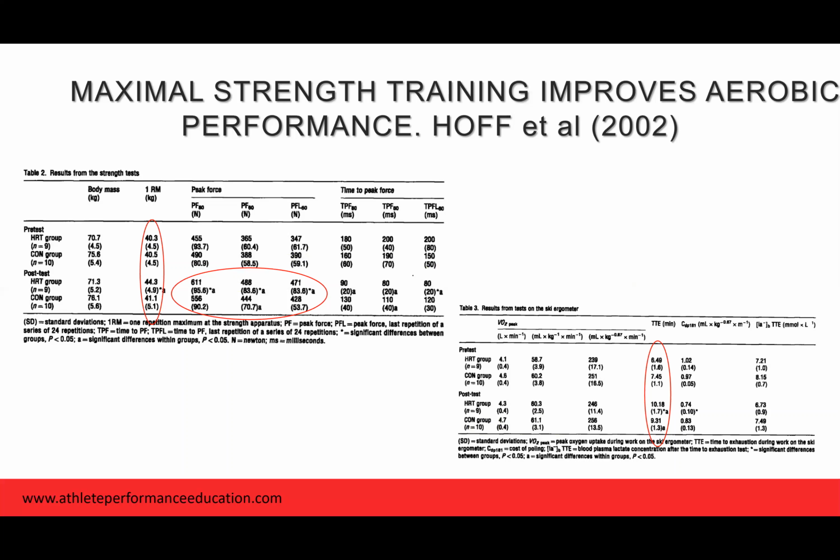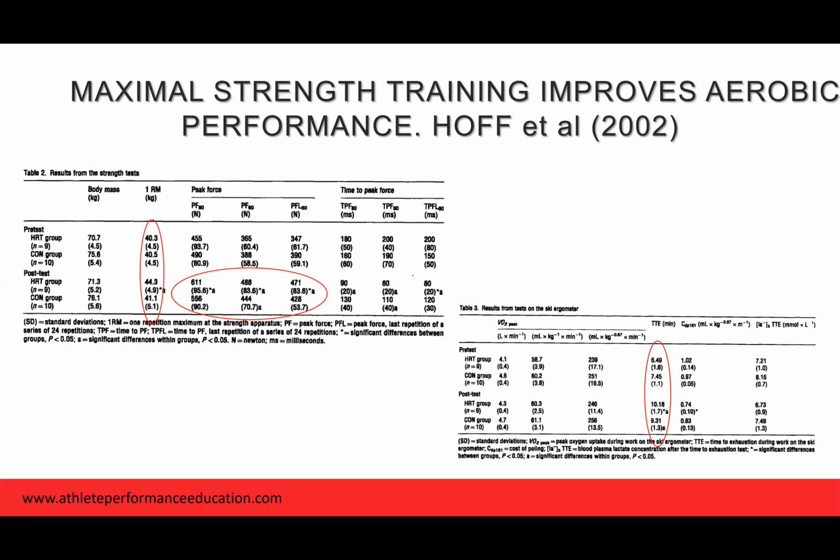So what we can take is, okay, so the HRT group has increased their strength, they've increased their maximal strength, they've increased their force output. How has that affected their aerobic qualities? What we can see in the VO2 peak area is they have a slight increase from their pre-test to post-test results for their VO2. It's not hugely significant, but it is bigger than the control group.